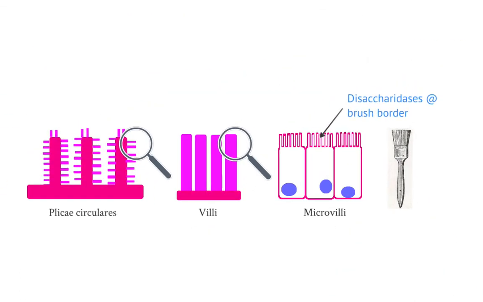The small intestine increases its surface area on three levels: plicae circularis, villi, and microvilli. Plicae circularis are gross foldings of intestinal mucosa. Villi are small finger-like protrusions projecting out from the plicae circularis. And microvilli are tiny villi.